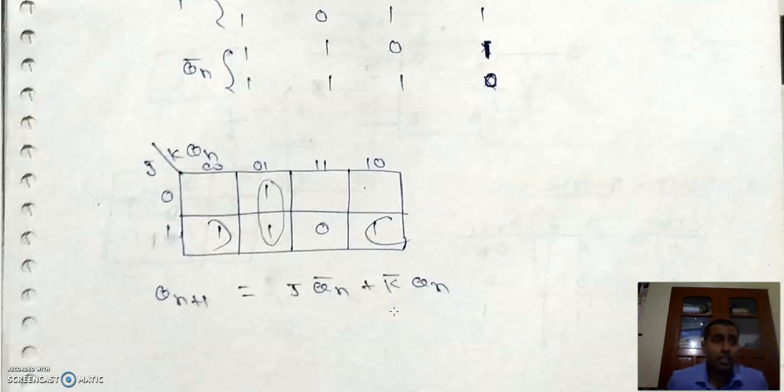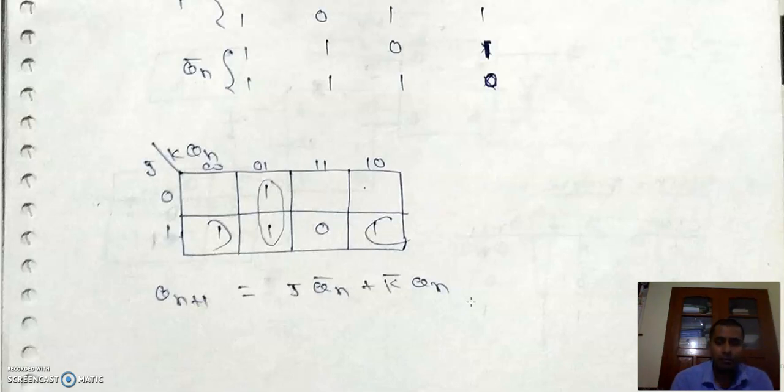Just compare with the SR flip flop. Here we get S plus R complement Qn, because here also 1 is a valid state, so here we are getting J Qn bar plus K bar Qn. Sometimes it asks a question: A Qn bar plus B Qn, then what is A, what is B?